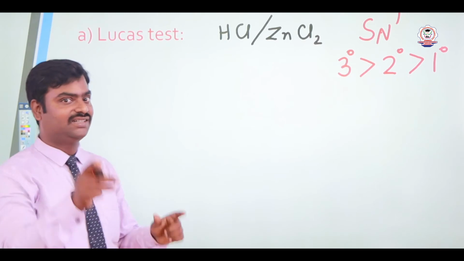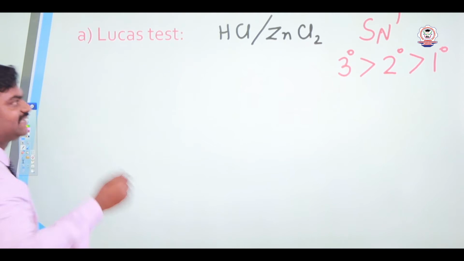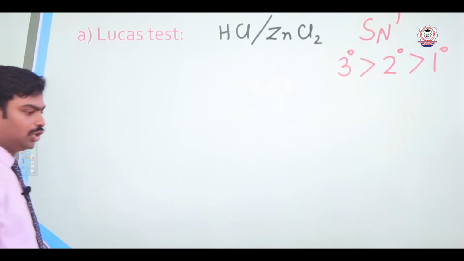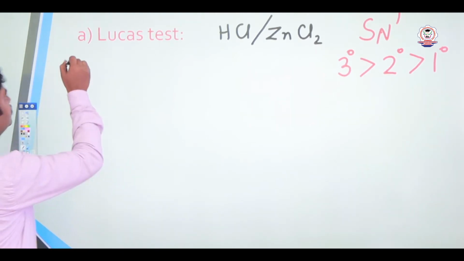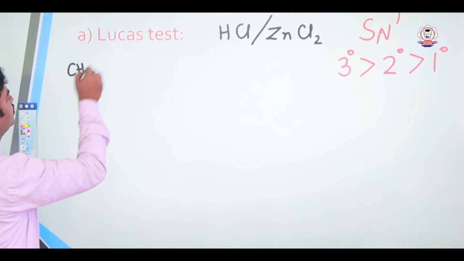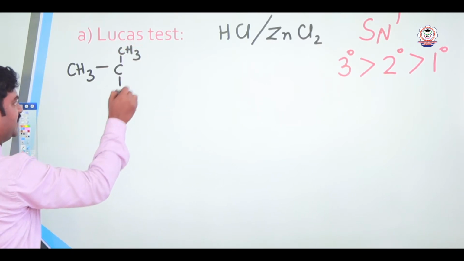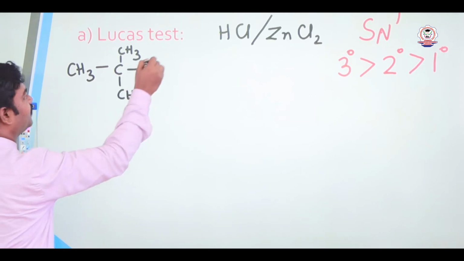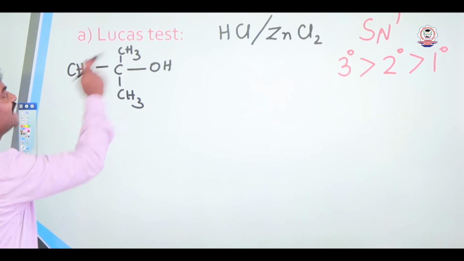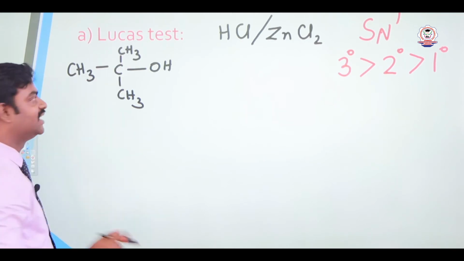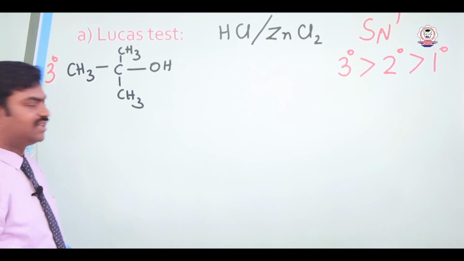First, we will take a tertiary alcohol. What happens? I will take an example of a tertiary alcohol, that is 2-methyl-2-propanol. It is a simple tertiary alcohol: CH3, C, CH3 and the CH3. Here, see the OH attached to the carbon. This carbon has 3 carbons attached, so it is an example of a tertiary system. It is a tertiary alcohol.